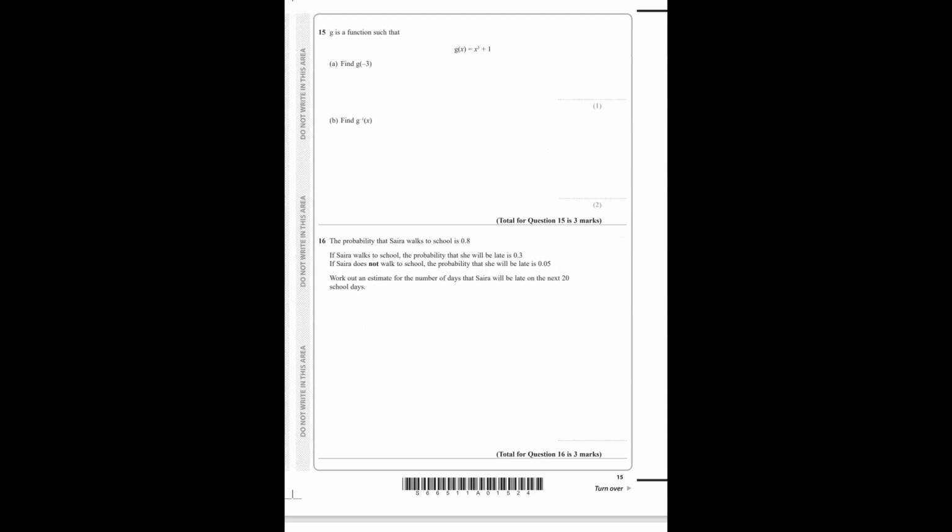Right, number 15. g is a function such that g(x) is x cubed plus 1. Find g(-3). Right, so we've got g(-3), which is basically going to be -27 plus 1, which is -26. Quite a few of you wrote -28 there.